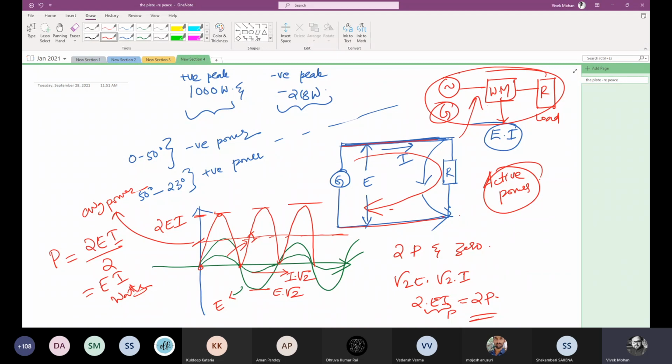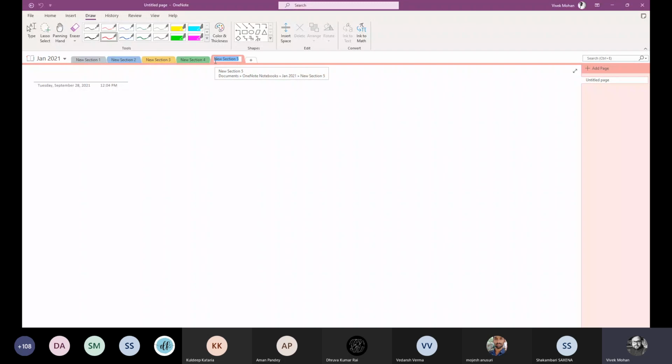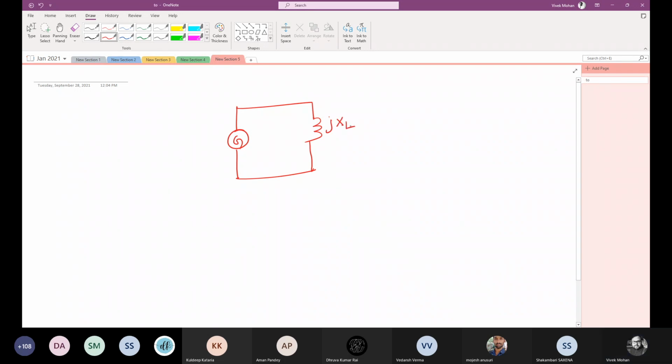The symbol for active power is, as you know, P, and the unit is watts, and it can be in kilowatts or megawatts also, right? Now coming to reactive power. To represent reactive power, I am drawing here a generator connected to a pure reactive load. I am representing it by an inductor and a complex reactance jXL.